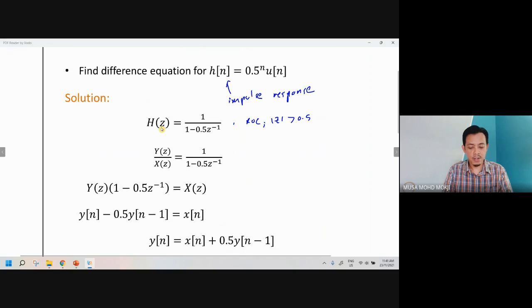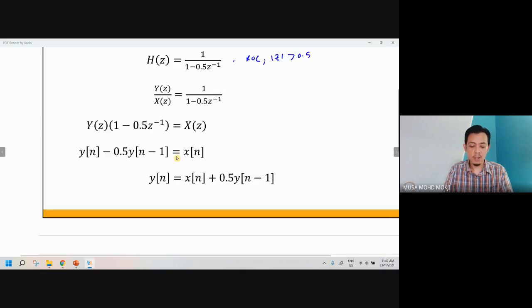Then we already know that H(z) is Y(z) over X(z). You need to multiply this by X(z) and this one by Y(z). Do that again: multiply, expand, and then inverse Z transform. So Y(z) becomes y[n], and you have a z to the power of minus 1, so your y is delayed by 1. So y[n minus 1], and this is x[n]. Finally, you have y[n] equals x[n] plus 0.5 y[n minus 1]. So what is this? This is the difference equation.